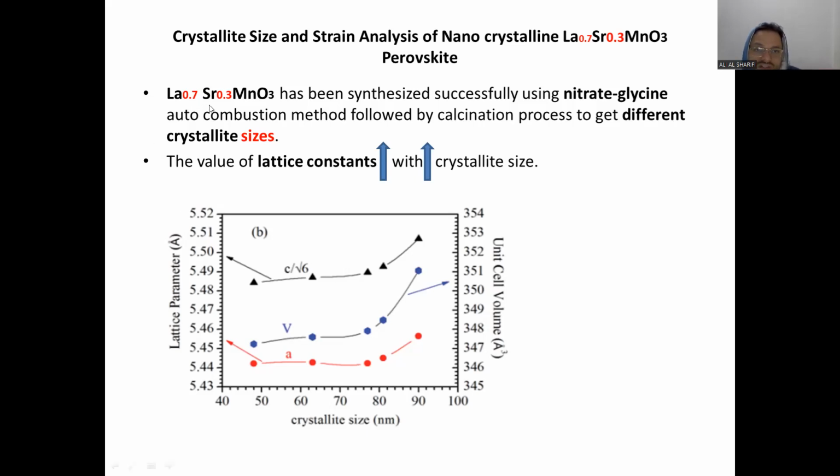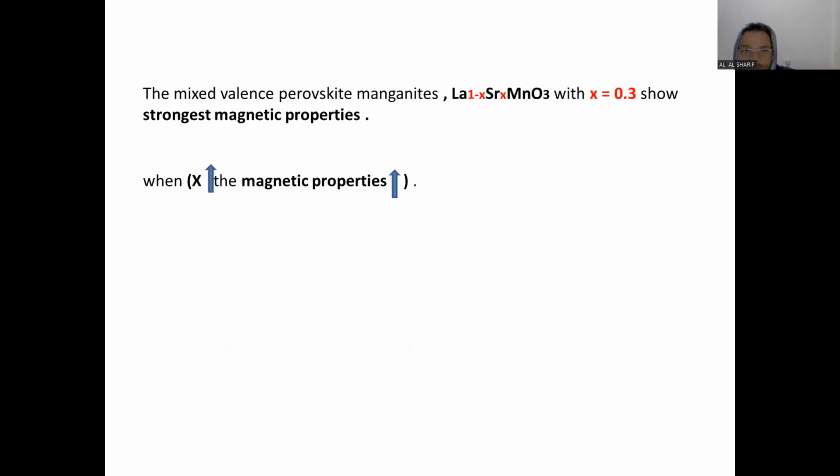Here, the La0.7Sr0.3 manganese oxide has been synthesized successfully using the nitrate glycine decomposition method followed by a calcination process to get different crystallite sizes. Here, I think it's the last one: the mixed valence perovskite manganites at doping rate when X equals 0.3 show the strongest magnetic properties.